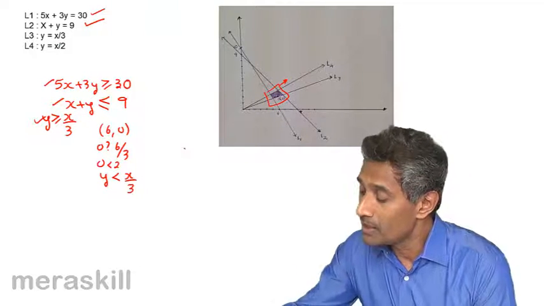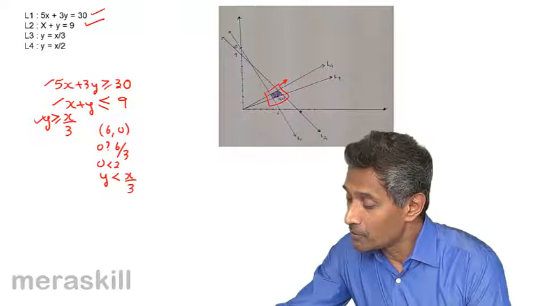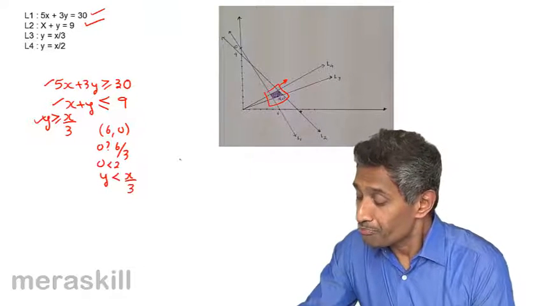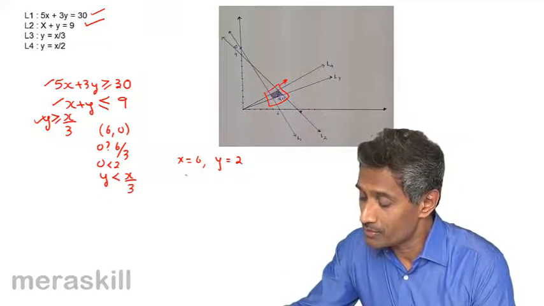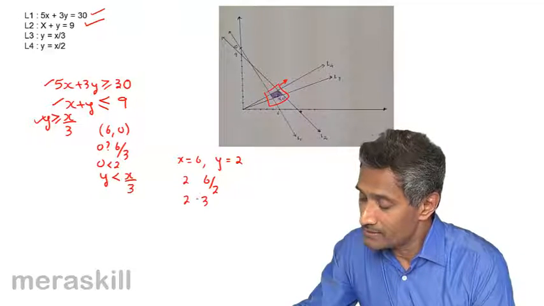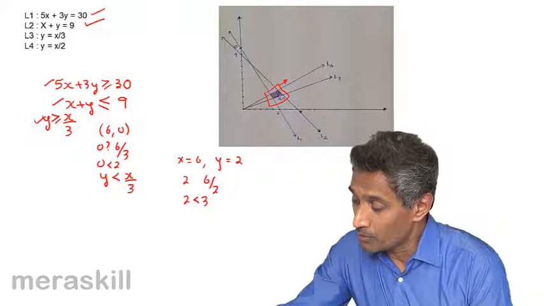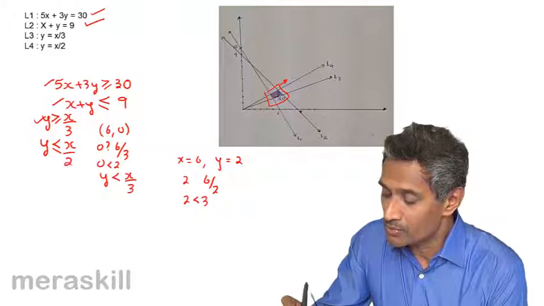Coming to the last one, this particular line L4, if you look at this point, maybe (6, 2), you have x is 6 and y is 2. Substitute these values, you get 2 on one side and 6/2, which is 3, on the other. 2 is less than 3. So this particular region below L4 contains y less than x/2.